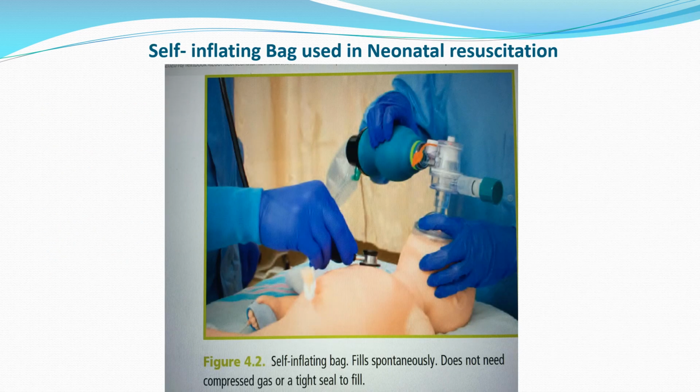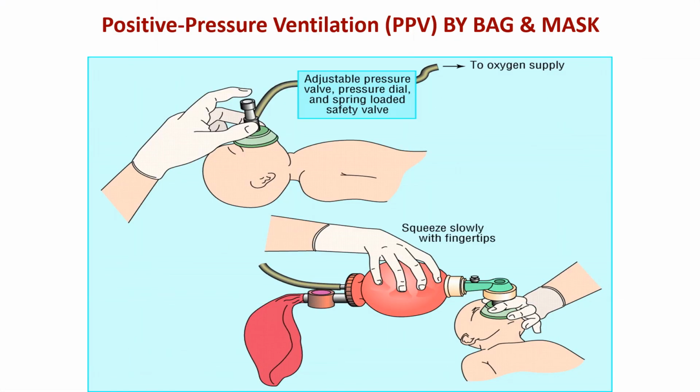This is a self-inflating bag used during neonatal resuscitation. It fills spontaneously, does not need compressed gas or tight seal to fill. And this is how to apply the positive pressure ventilation by ambu bag, by mask and bag, and by T-piece.